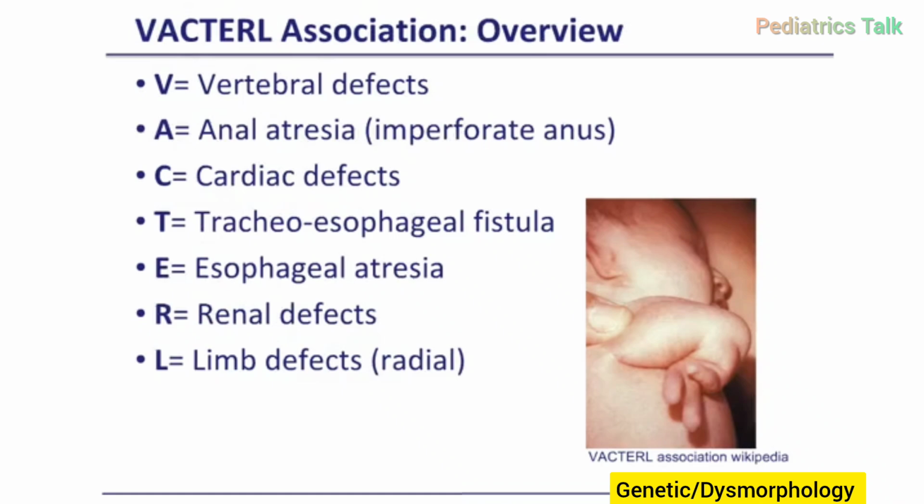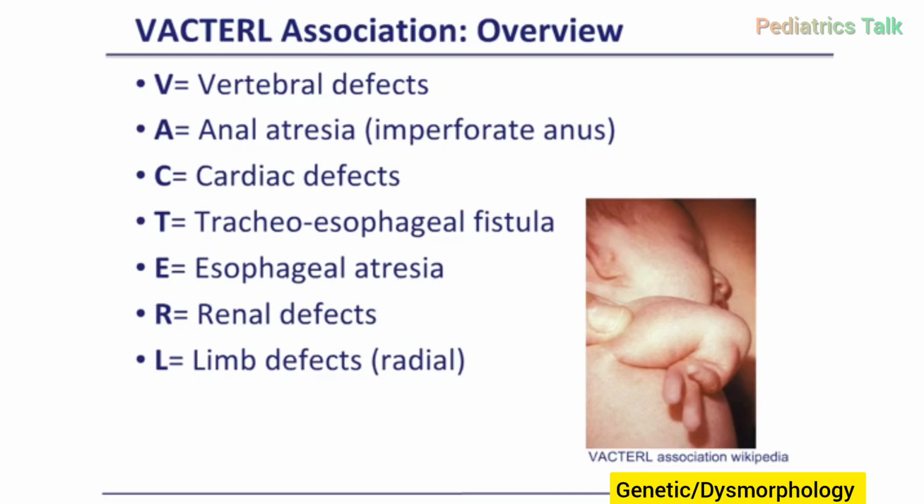Finally, the two other associations that we want to mention, in addition to the WAGR association, the WAGR, which we talked about. First is the VACTERL association, and this is the random production of at least any two of the listed items that we see here. So V stands for any one of a number of vertebral defects. A stands for anal atresia, which is imperforate anus. C is any cardiac defect.